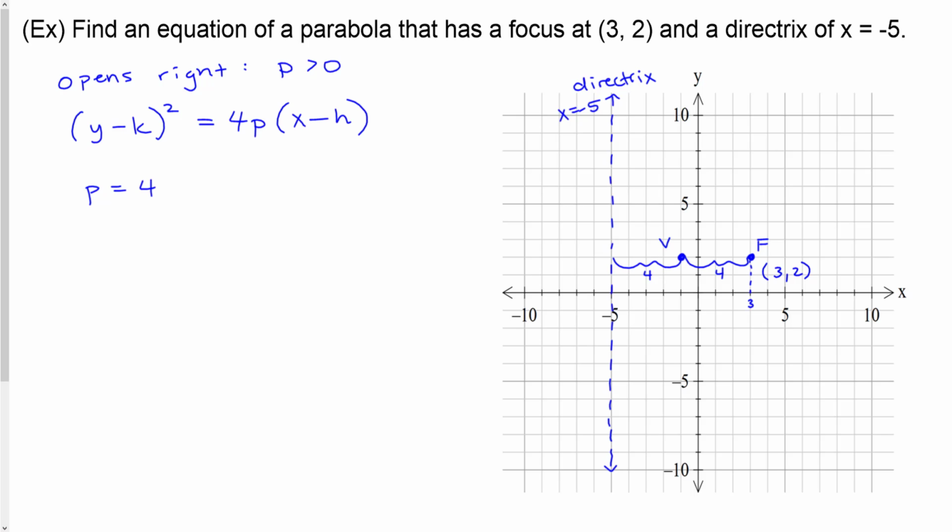So that tells me, first off, p is equal to 4, but then also I can calculate the coordinates of the vertex. In this case, they're going to be at -1, 2. So my vertex is at -1, 2. Those 3 pieces, that's all I need in order to create the equation of the parabola, which in this case will be (y minus 2) squared equals 16 times (x plus 1). And there's an equation of a parabola with those specifics.